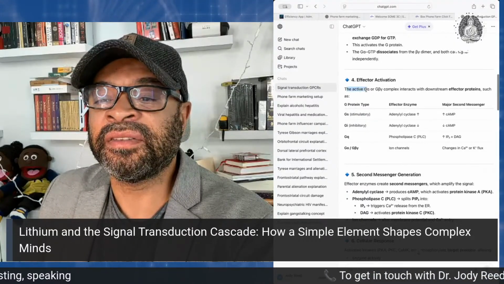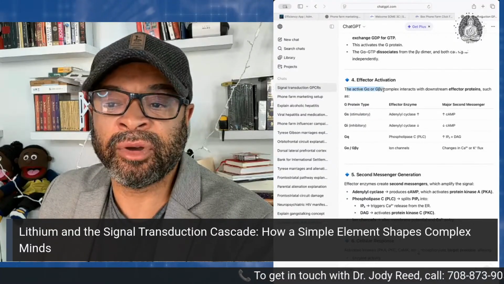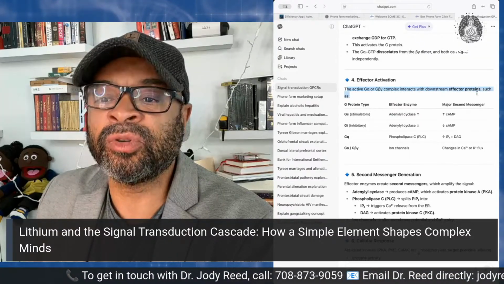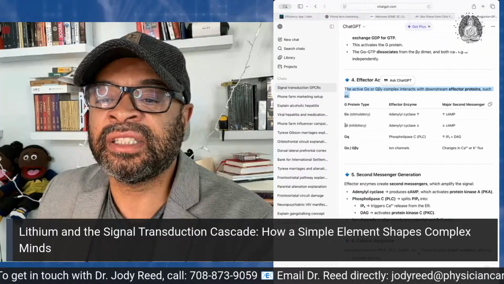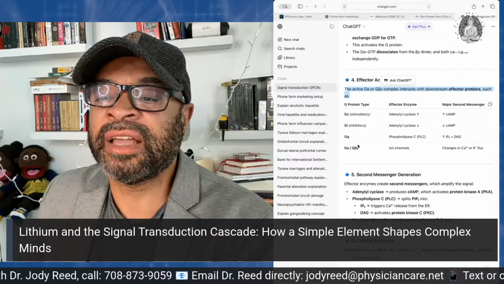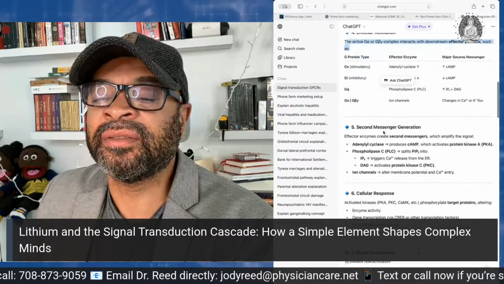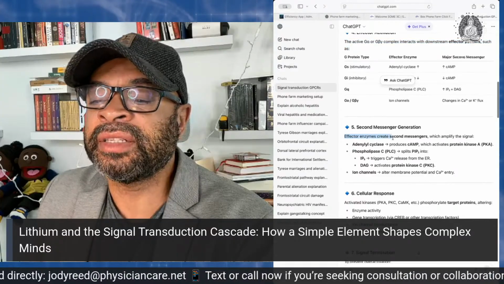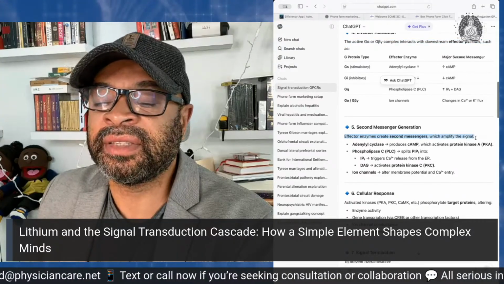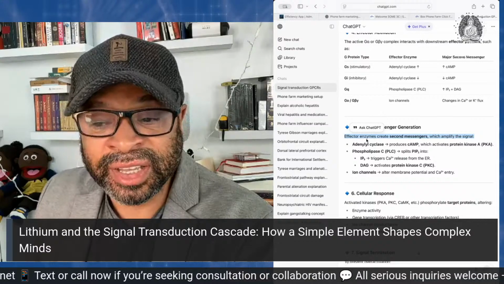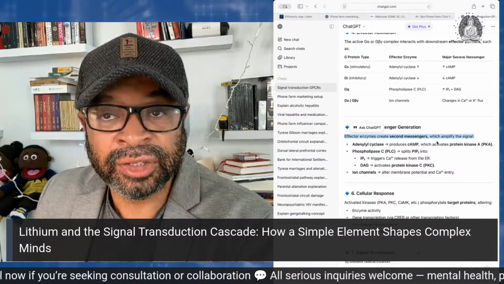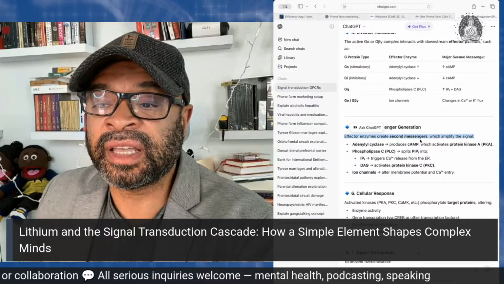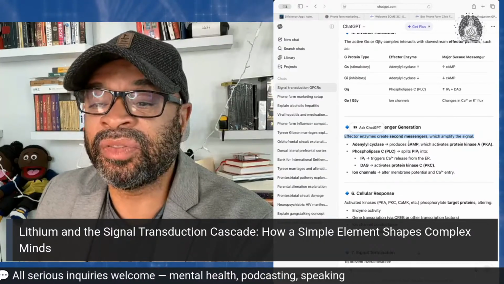Effector activation. The active G alpha or the beta-gamma complex interacts with downstream effector proteins such as Gs stimulatory, Gi inhibitory, phospholipase, and ion channels. Okay. Second messenger generation. Effector enzymes create second messengers, which amplify the signal. So if you have a ligand that's going to activate the receptor, then these second messengers are going to amplify the signal.